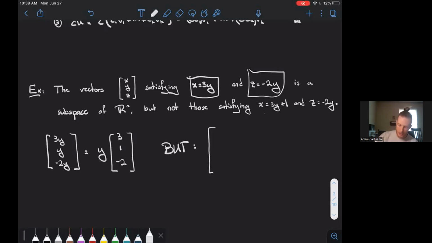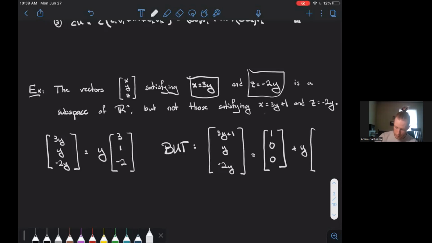suppose I have x equals 3y plus 1, y is equal to y, of course, and z is equal to negative 2y. Well, this is equal to the vector 1, 0, 0 plus y times this other vector 3, 1, negative 2. Now, try to make the 0 vector out of this one. I think you're going to have a hard time, because you need to use y equals negative 1/3 in order to cancel out this vector in the beginning when you add them together.